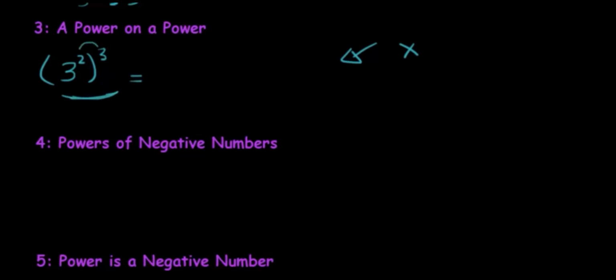We've got a power on the power. What we end up doing is multiplying them. 2 times 3, that's 3 to the power 6. So when you have a power on a power, you end up multiplying.